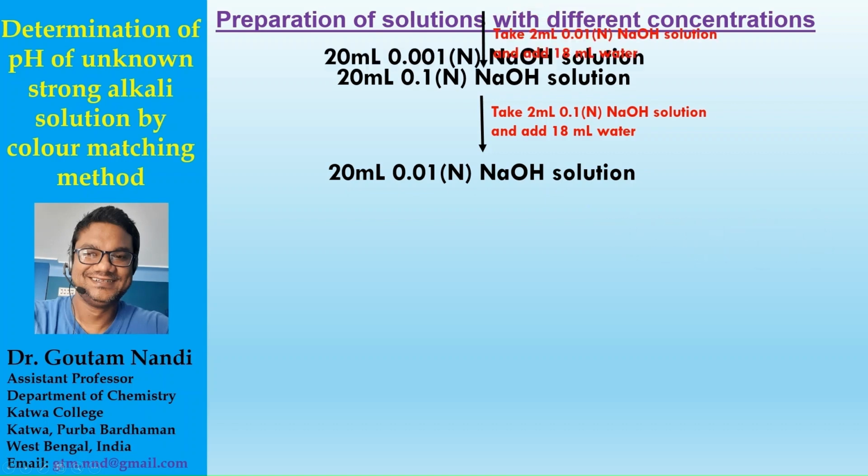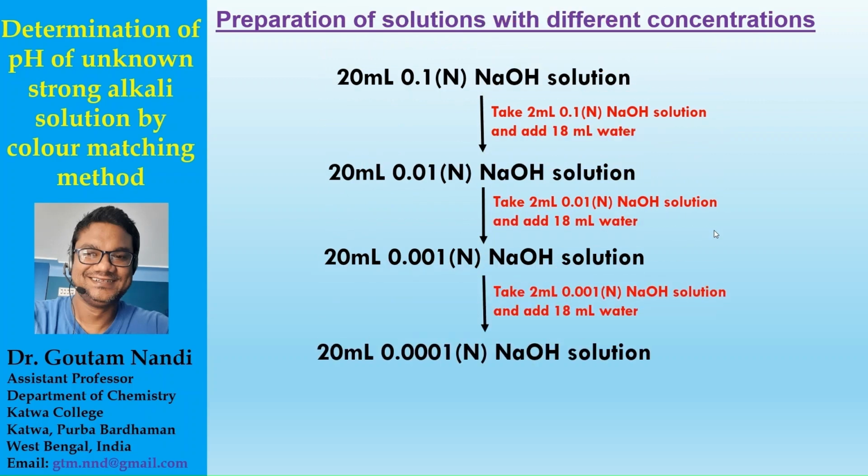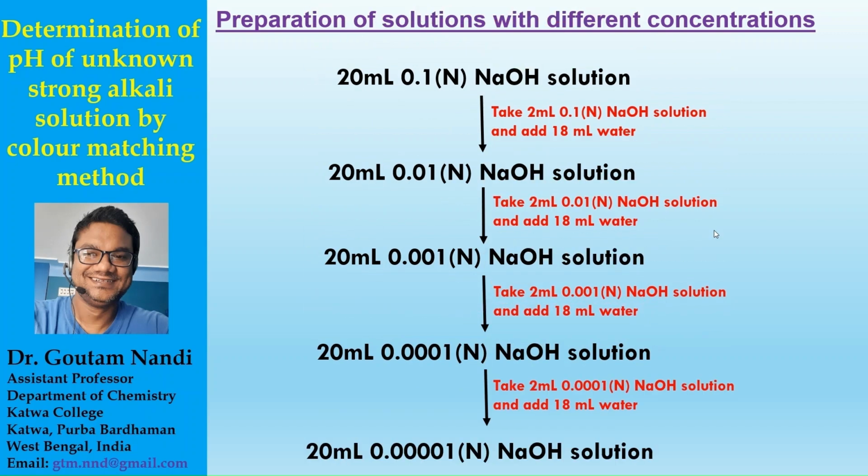In this way we will prepare 20 milliliter of 0.001 normal sodium hydroxide solution by using the 0.01 normal sodium hydroxide solution, and again we will prepare 0.0001 and finally 0.00001 normal sodium hydroxide solution, that is the 10 to the power minus 5 normal sodium hydroxide solution. Okay, now we have prepared all the solutions of exact concentration.